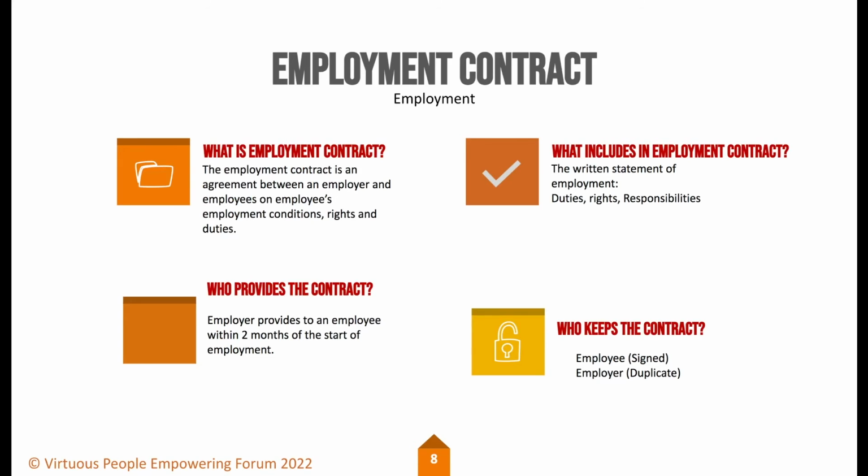An employment contract is an agreement between an employer and employees on employment conditions. It is also called terms of contract. The employment contract includes a written statement of employment rights, responsibilities, duties. The employer provides it to an employee within 2 months of the start of employment. If the employee is working abroad, the written statement includes the following information in addition to what's included in the written statement of the employee working in the UK.